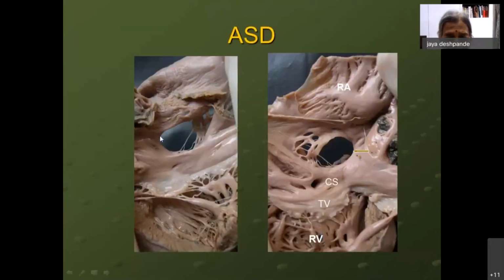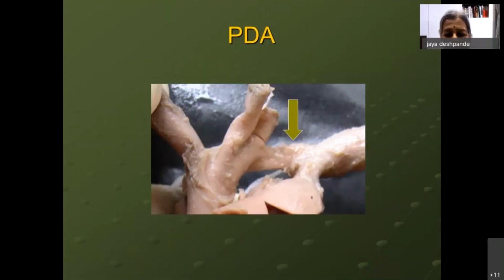You can get ASDs like this, fibriform type of ASDs, a large ASD in a case of transposition of great vessels. The ductus connecting the aorta to the pulmonary artery is a very important lifeline in transposition of great vessels.